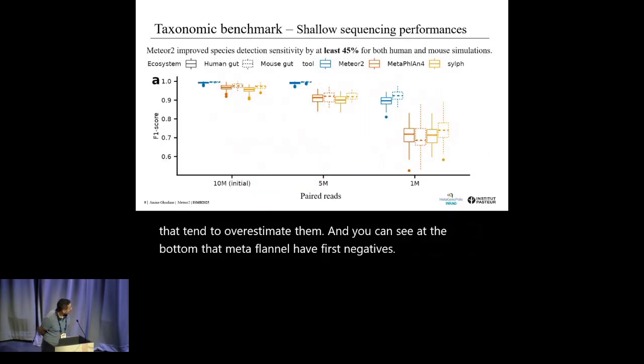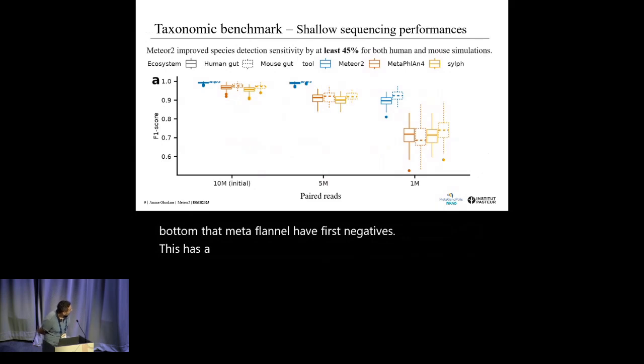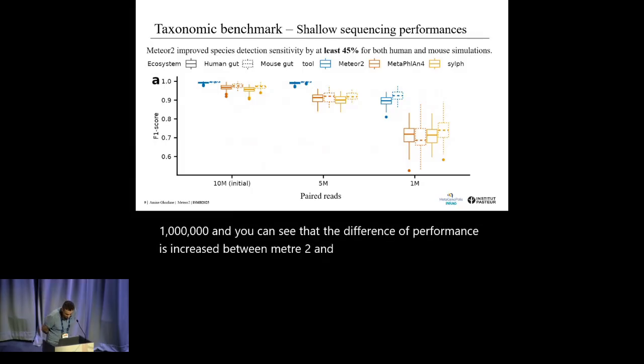This has several impacts, especially when you take shallow sequencing. So here we reduce the depth from 10 million to 5 and 1 million reads. And you can see that the difference of performance between Meteor2 and MetaPhlAn 4 and Sylph is increased by 45%.